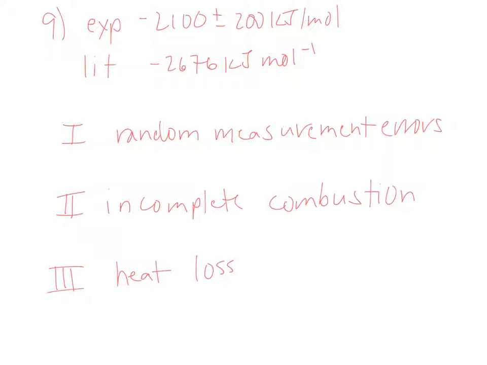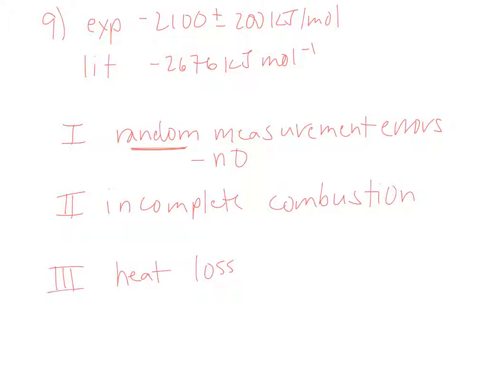Number 1, the random measurement errors. By definition, random errors can either inflate or deflate. It's when you're looking at equipment, like when you look at your graduated cylinder and you're estimating where the meniscus is, there's an equal chance of you estimating high or low. A systematic error is going to give you a consistently high or low value because there's a mistake in what you're doing. But a random error is just that. It has a random chance of being too high, too low, or right on the mark. So random measurement errors would not account for this.